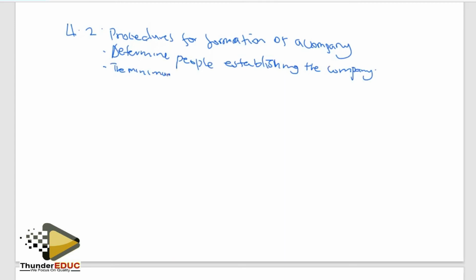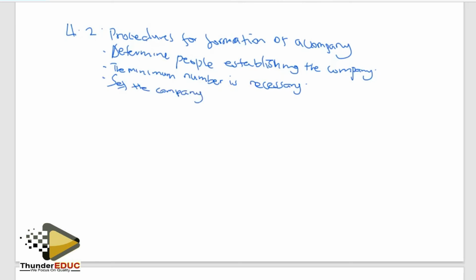The minimum number is necessary to be maintained. If it is a partnership, you know the number of people that is needed. If it is a sole trade, you must know the number of people that is necessary. Besides that, you are supposed to review or set the company name.